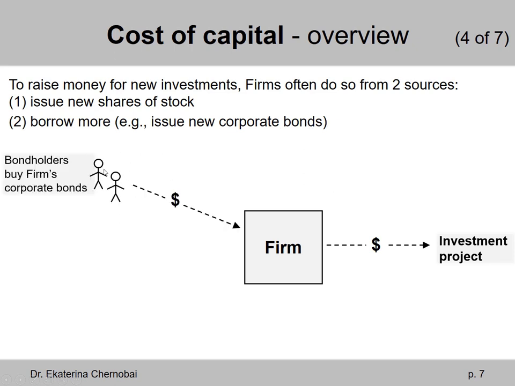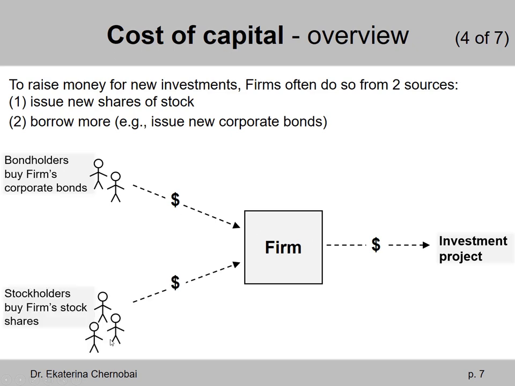Okay, so there are investors that buy our firm's bonds. They provide money to the firm in exchange for corporate bonds. Then there are other investors, stockholders, who buy the firm's stock shares. That's another source of money for the firm. The firm issues shares of stock, investors buy them, and in return, the investors pay money to the firm.